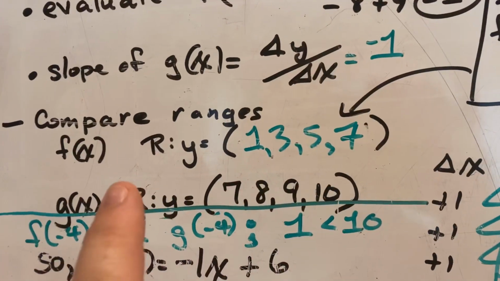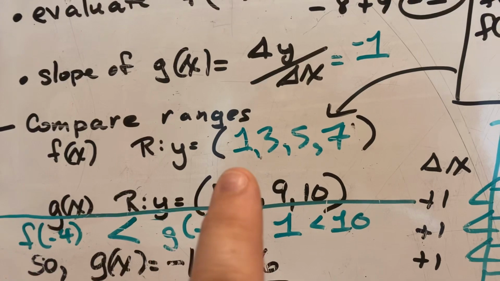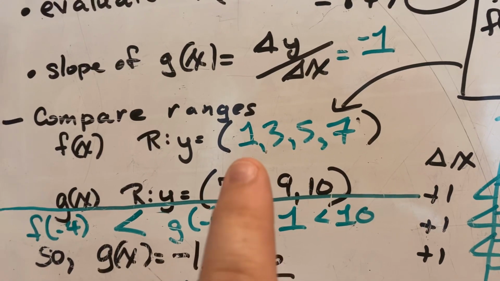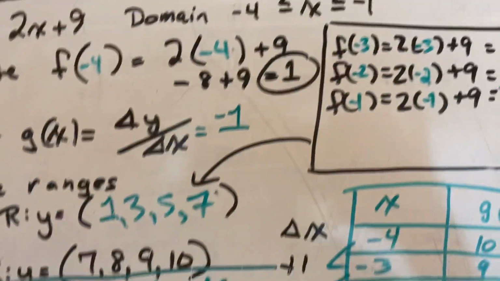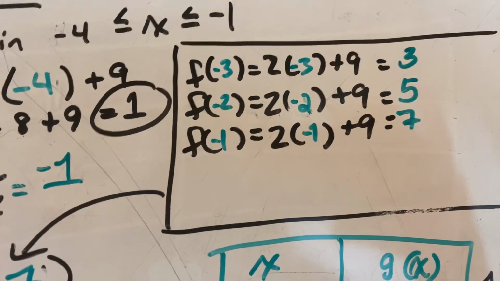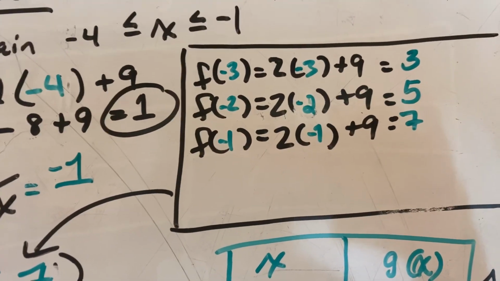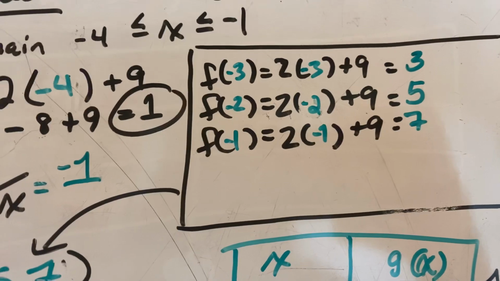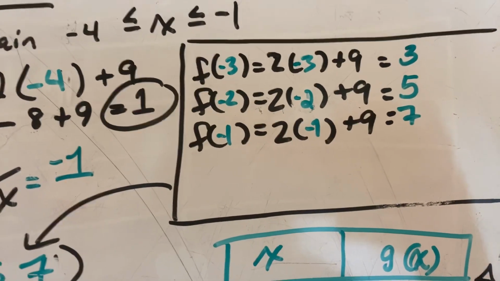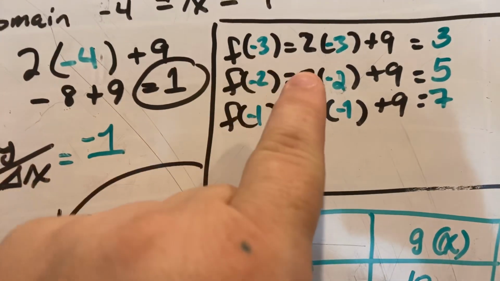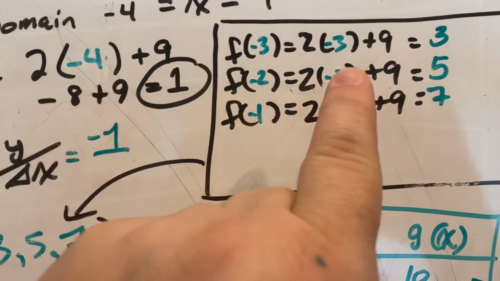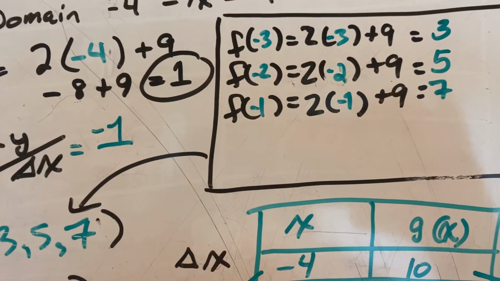They want you to compare the ranges. Well, f of x has a range of y equal to 1, 3, 5, and 7. Where did I get that from? And again, guys, I do need you to write this on your do now before you take a picture and submit it to me. I have substituted in -3. 2 times -3 is -6. -6 plus 9 is 3.